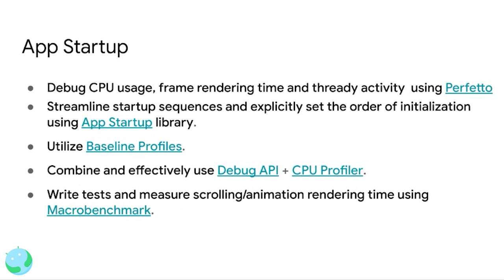Tests are available from Android 10 or above. Macrobenchmark is the library which you could use to write and measure your scrolling and animation rendering time for any method you have. This will provide you an output in the form of a trace which you could run in Perfetto.